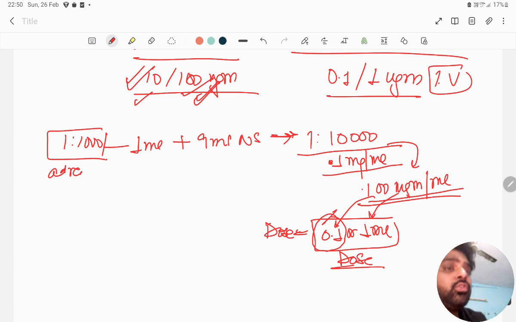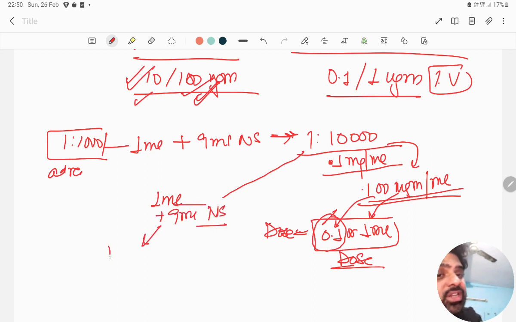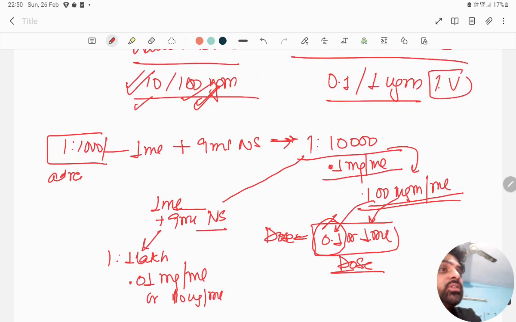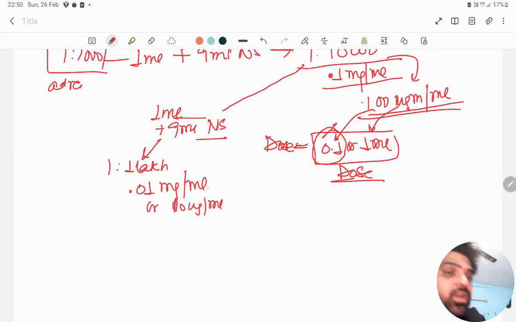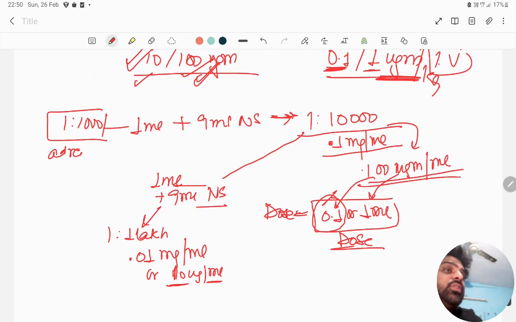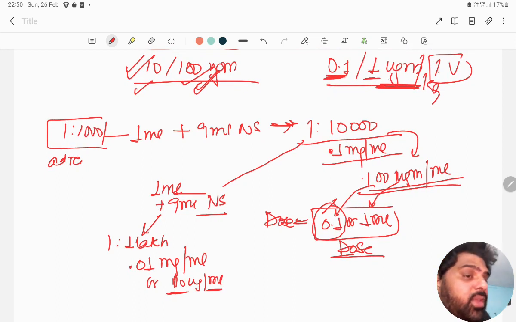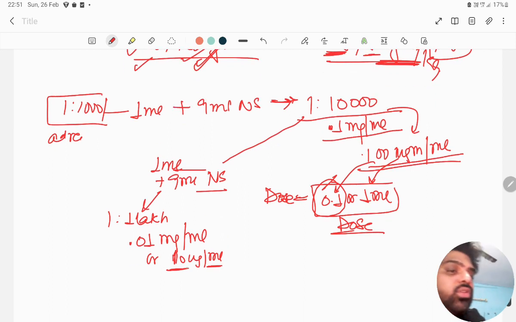Now, if you do the double dilution, that is, you take 1 ml of this 1:10,000 and add 9 ml of NS, then it will become 1:1,000,000, that is 0.01 mg per ml or 10 microgram per ml. The pediatric dose is 0.1 to 1 microgram per kg. Here it is 10 microgram per ml, and we have to give 1 microgram. For 1 microgram, we have to give just 0.1 ml. And for 0.1 microgram, we have to give 0.01 ml.